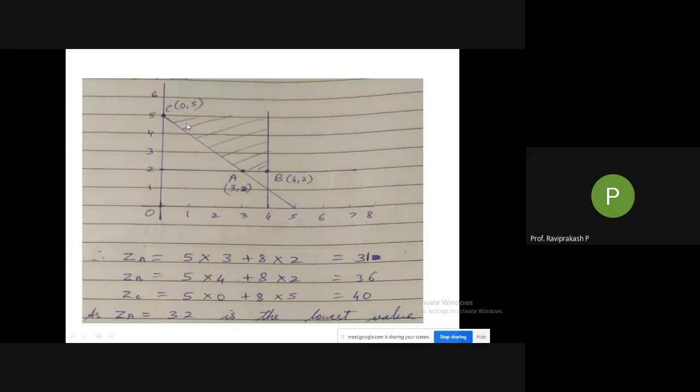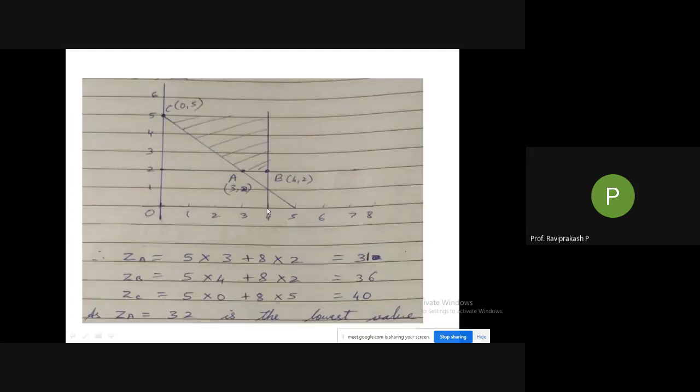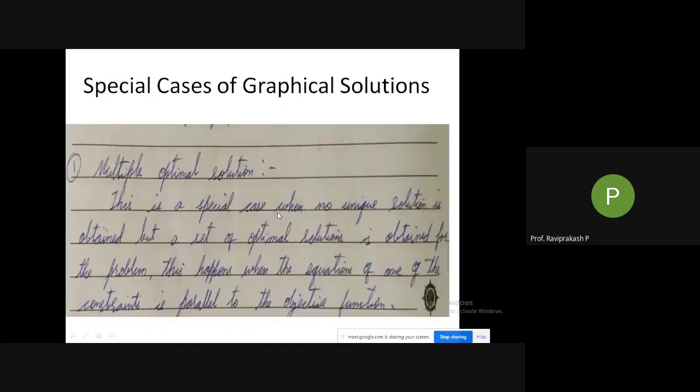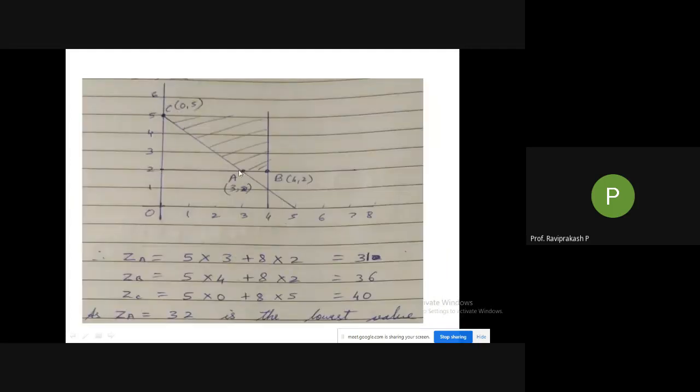Okay, 5 and 5 was the answer for the first one. So 5 is here, 5 is here. I have drawn a line for that. Then for 4, we'll go back. So x1 is equal to 4. At x1 is equal to 4, I'm drawing a straight line. Then x2 is equal to 2. For x2 is equal to 2, I'm again drawing a horizontal line here.